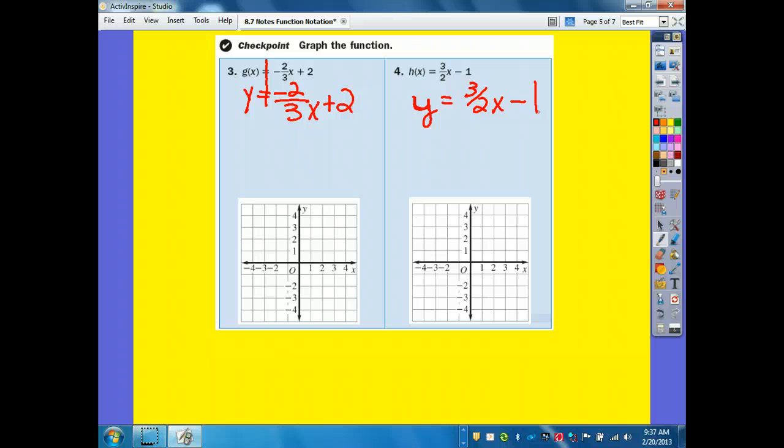I'm tired of graphing. Who wants to graph the first one? Number 3, who wants to graph it? Come on up. Thank you. And you can pick whoever you would like, anybody in here, to do number 4 since you volunteered.